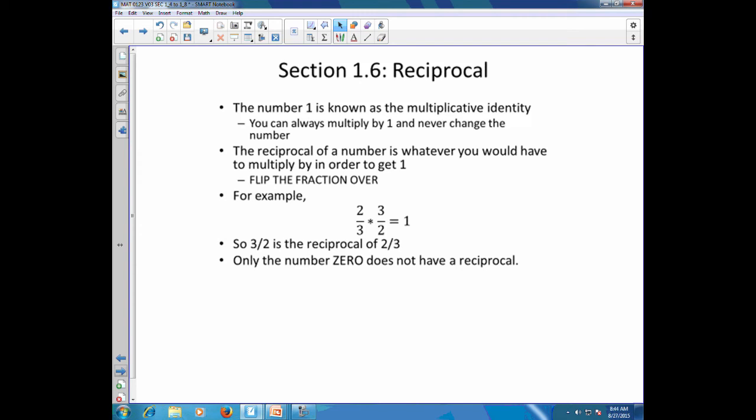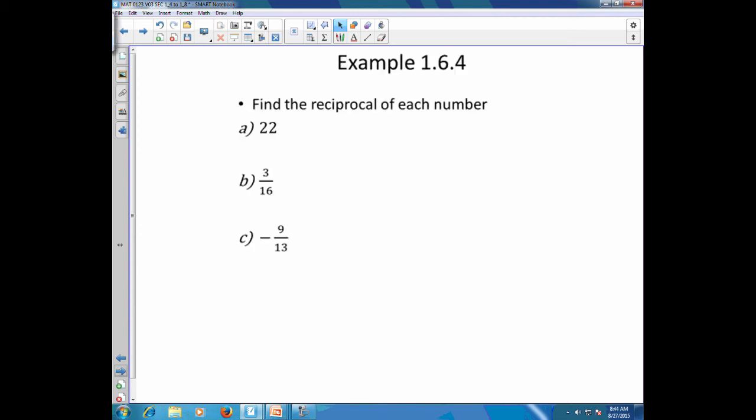So for example, the reciprocal of 2/3 is 3/2. And if you multiply the two, you get 1. Only the number 0 does not have a reciprocal. Every other number, you can find the reciprocal. You just want to know what would you multiply by to get 1. So let's practice that just a little bit.